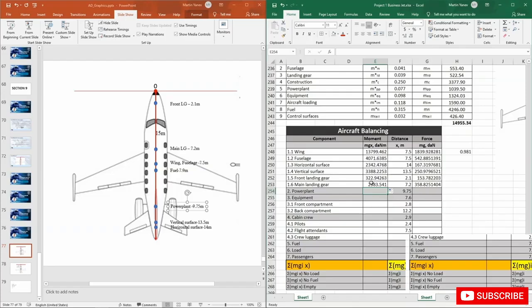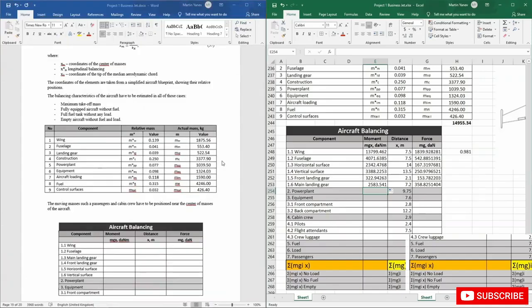So that was it for today, guys. I don't want to make this video too long, so I will simply continue in the next one, estimating the power plant, equipment, cabin, fuel, load, and the mass of the passengers, and the moments produced by them. So thanks for watching for now, and I will see you in the next video.